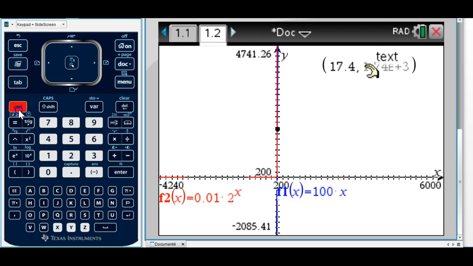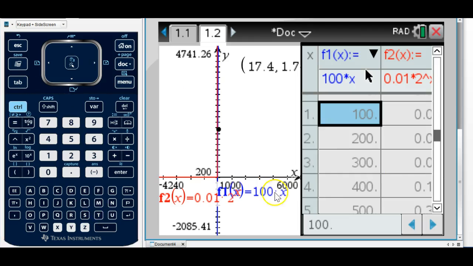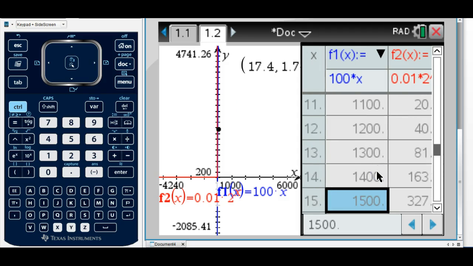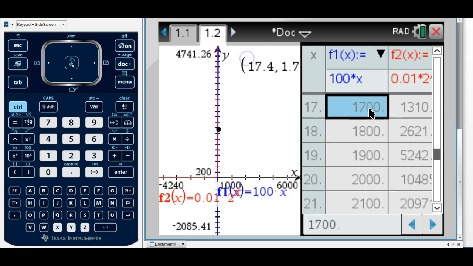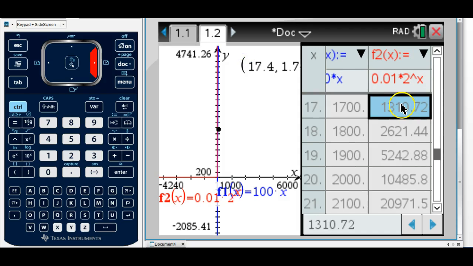The other way we could approach it is by looking at the table. If I scroll through the table, what we'll find is that on the 17th day, the first person will have won $1,700. The second contestant would have won $1,310. Obviously, the first contestant has won more money.